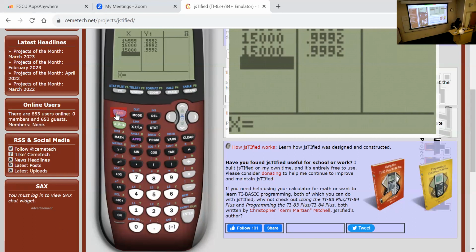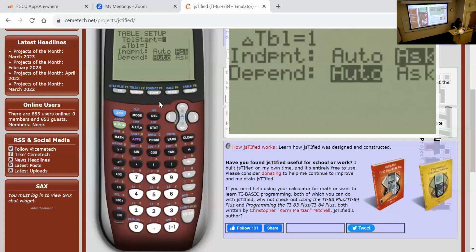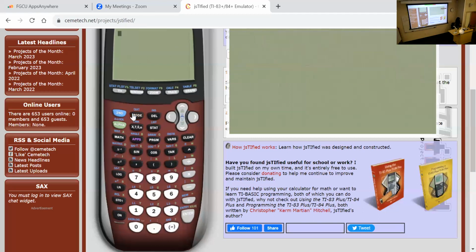Go back to window, second window, where it says delta TBL. Delta stands for change. Instead of going in steps of 1, I am going to change it to 0.1, if it lets me. Okay, 0.1. This way you can enter small values. Second mode to exit. Back to table, second graph.